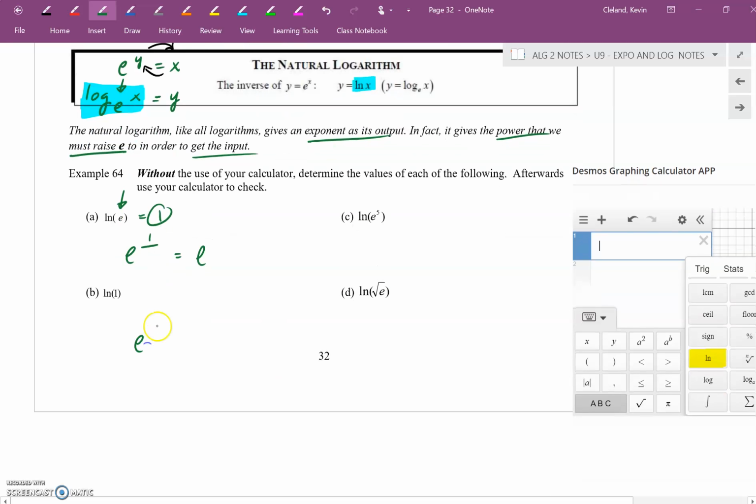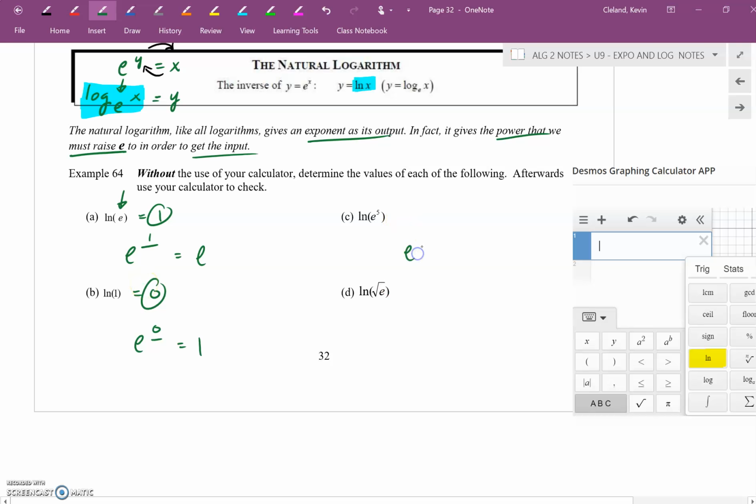What about here? What power do I need to raise e to get 1? Well, this is that old property that anything to the 0 power is 1. So if I were to put a 0 here and raise e to the 0 power, even though e is irrational, I'm still going to get 1. So the natural log of 1 is 0.